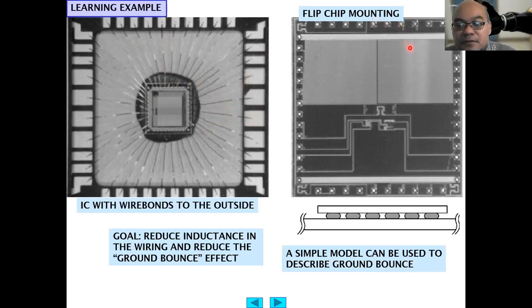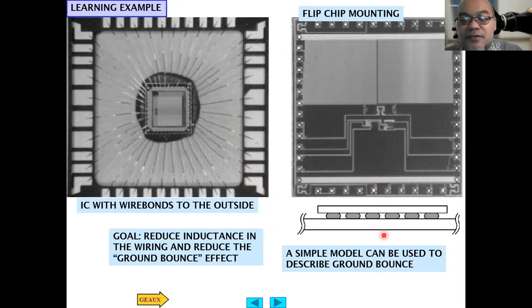This is flip chip mounting, where you have the electrical pad to the IC located here. This is wire bond, this is flip chip. The goal is to reduce inductance in the wiring and reduce the ground bounce effect.